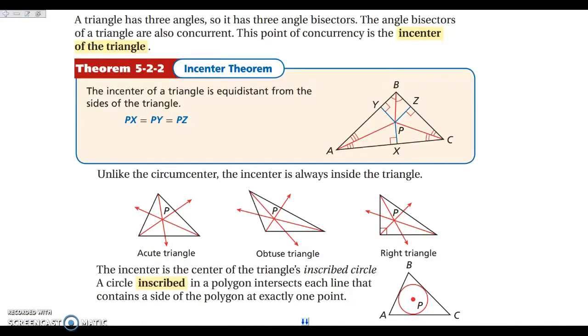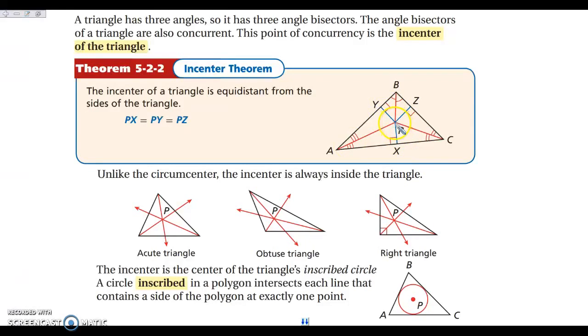All right, the next thing we're going to look at is the incenter of a triangle. The incenter is where angle bisectors meet, okay? So when I look at this picture, the red lines are my angle bisectors. You can tell because in each corner, I'm showing that I have two congruent angles here, here, here, here, and here, okay? So that means that point P here is my incenter.